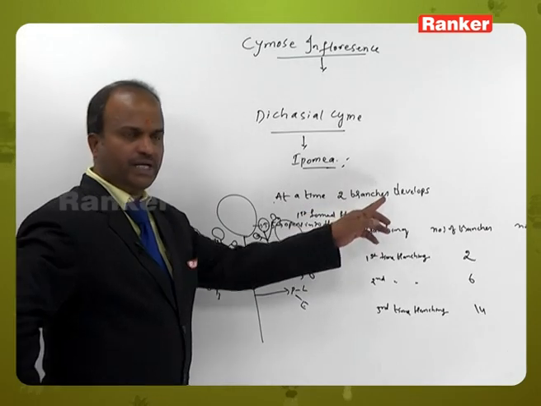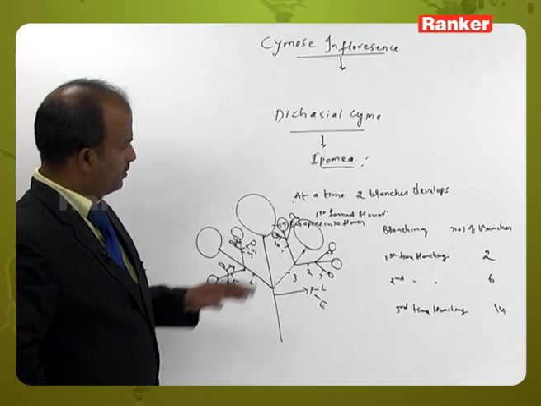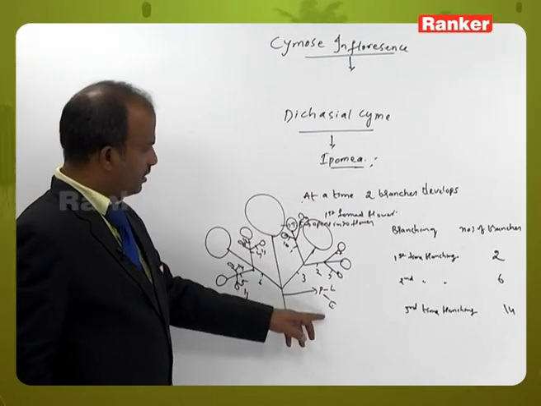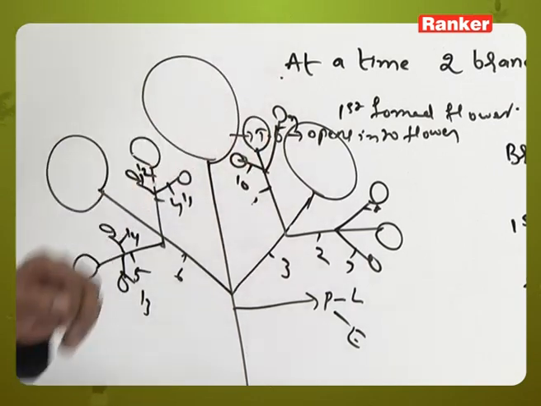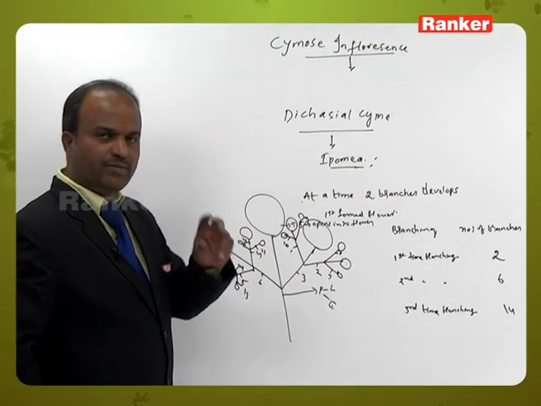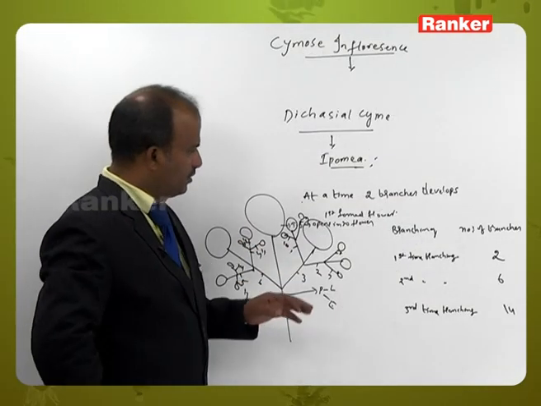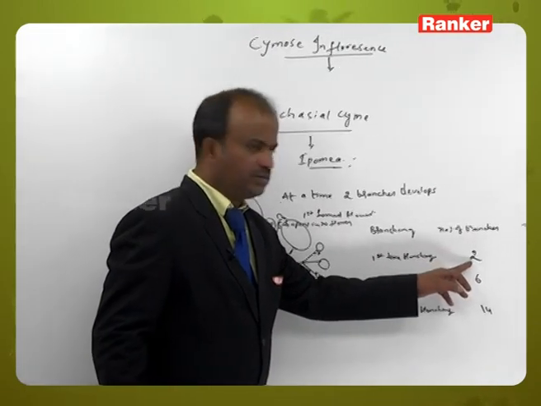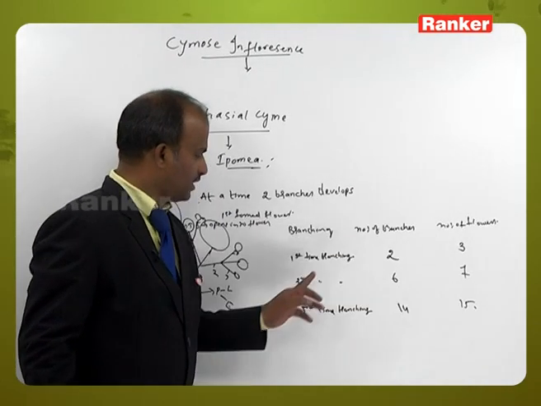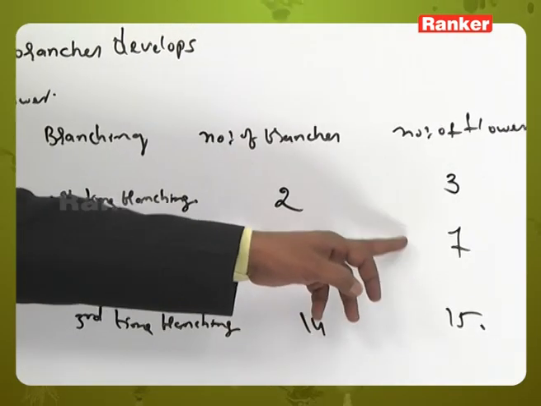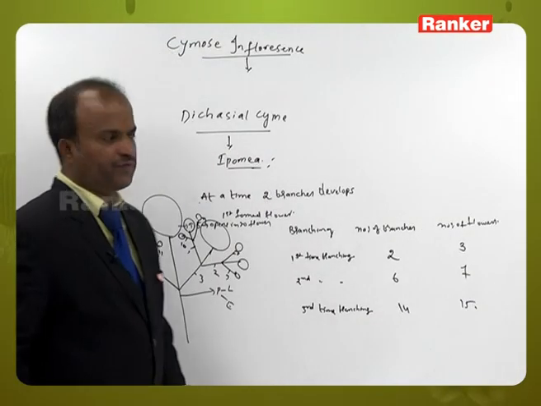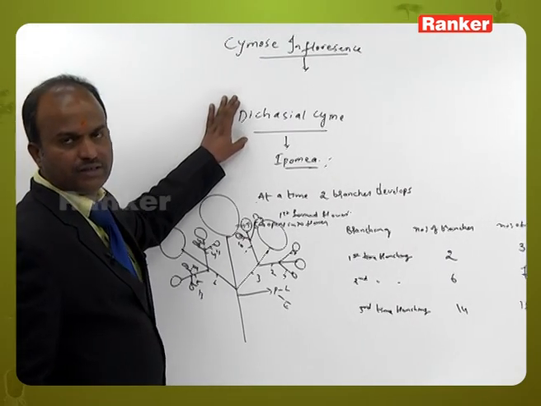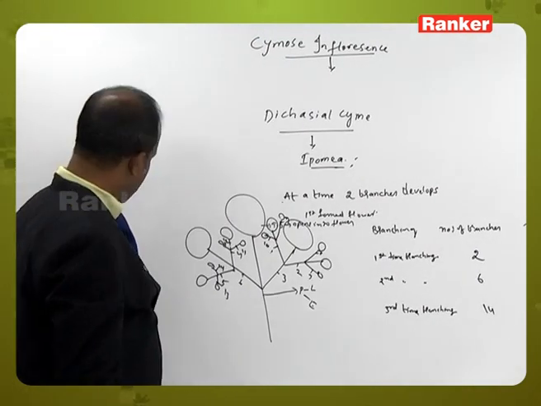At a time how many branches are developing? 2 branches. So here the peduncle is long and elongated. The terminal bud of the peduncle opens into the first formed flower. Likewise, at a time 2 branches. First time branching: 2 branches and 3 flowers. Second time branching: 6 branches, 7 flowers. Third time branching: 14 branches and 15 flowers. So this itself indicates this is nothing but a dichasial cyme.